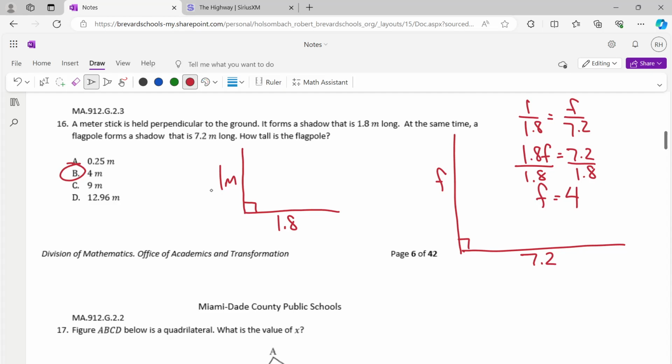All right, so that's the first 16 problems of that study guide. That's all we have time for today.